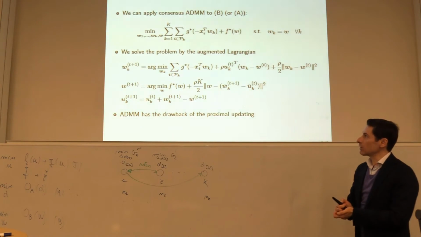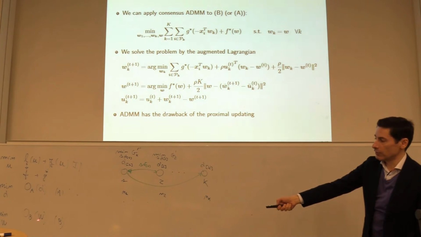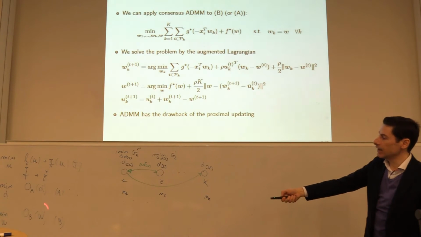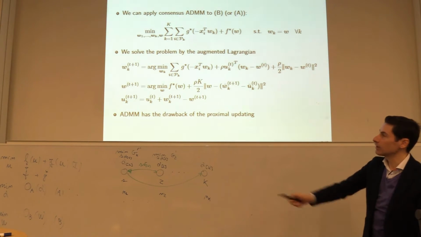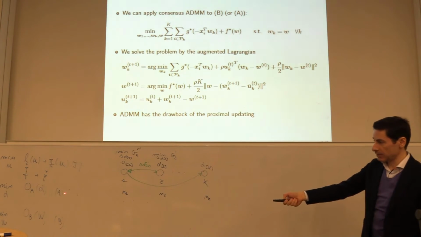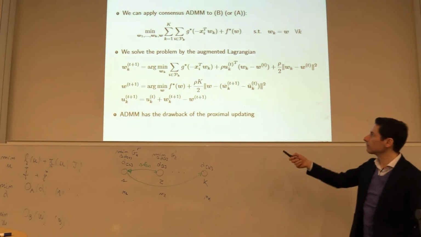why does the general framework that we are studying today work better than ADMM? To answer this natural question, we apply ADMM to this formulation or this formulation. I followed the paper, and I applied ADMM to formulation B, the one with the convex conjugate. It would be identical if I applied it to case A, which you can find in the appendix of the paper.